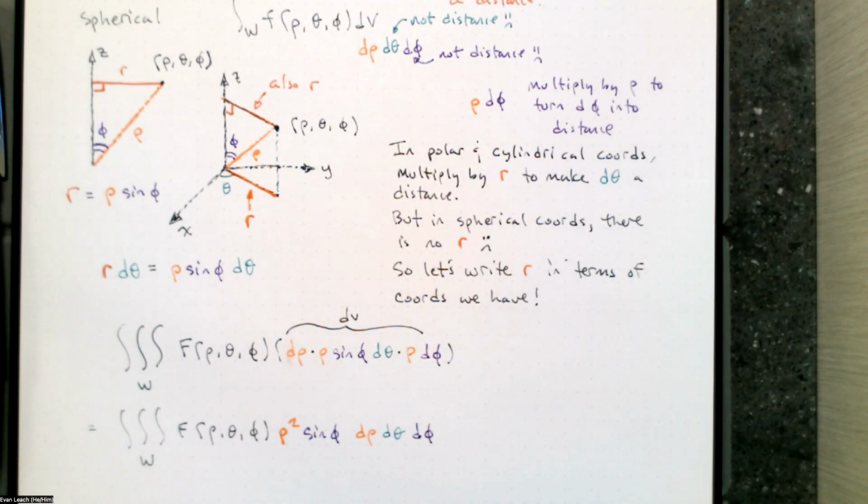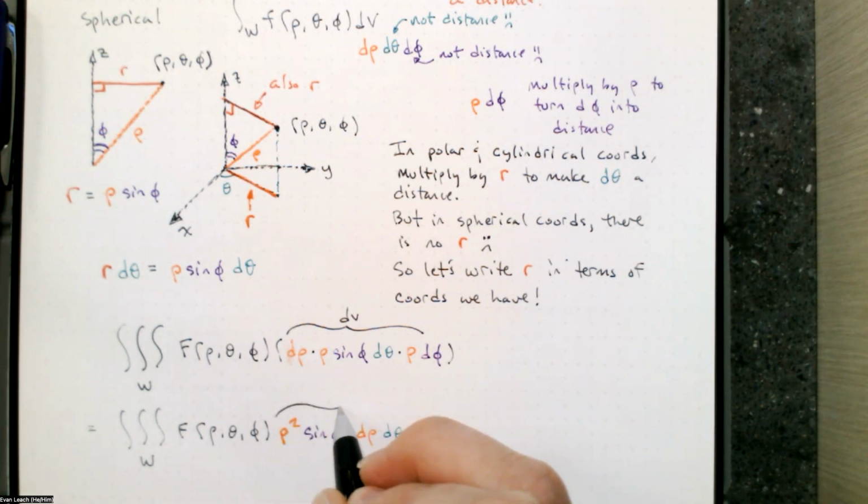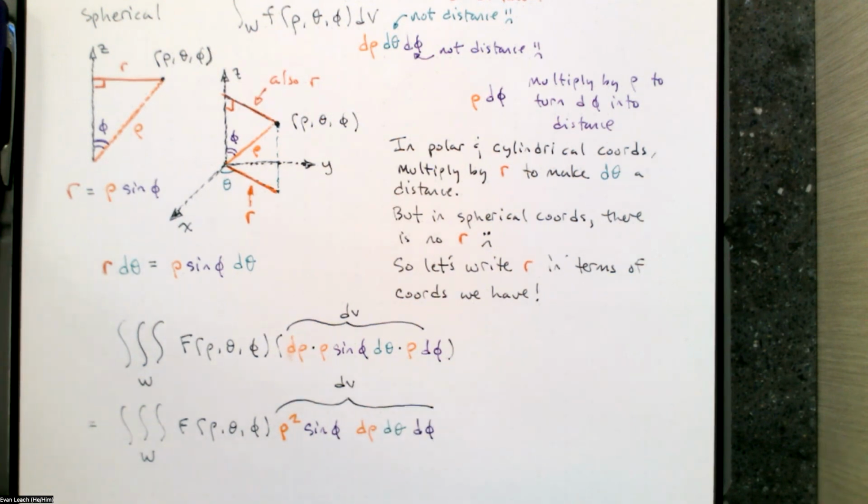That rho squared sine phi is part of the dV in our setup. When we go to integrate, it's part of the function that we integrate. So this part out here, this is still our dV. But when we go to integrate, we're integrating with this extra factor of rho squared sine phi.